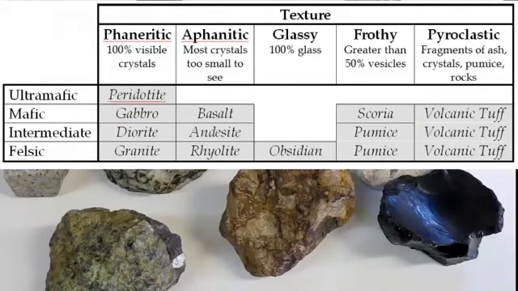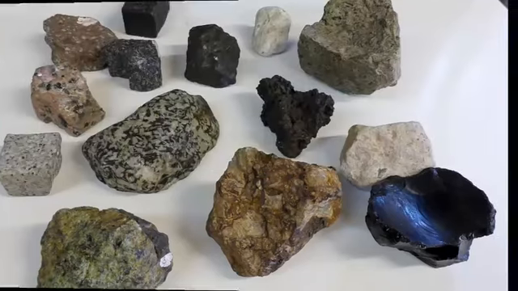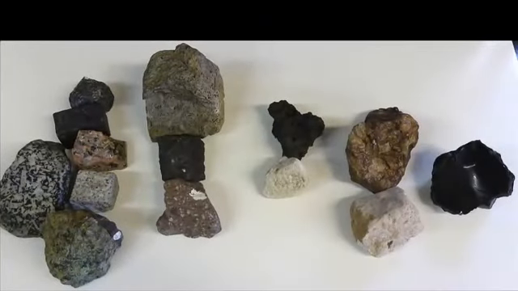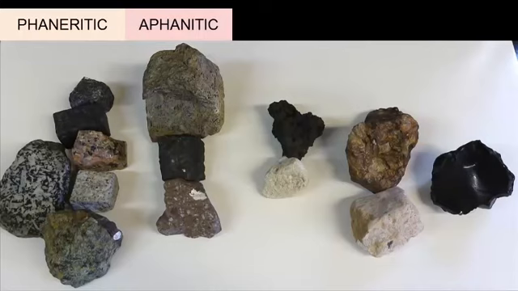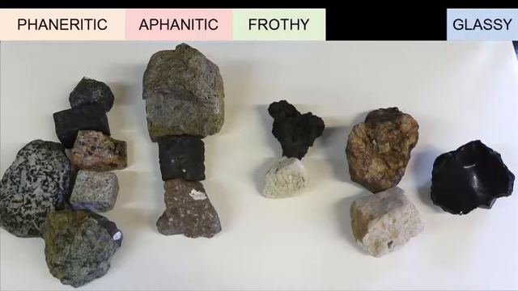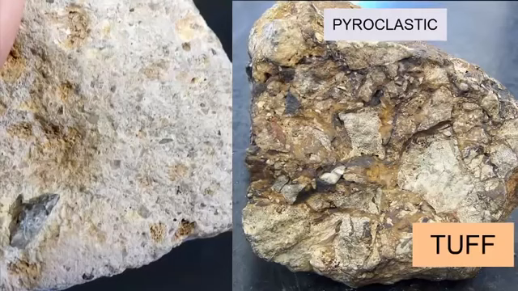To identify and name an igneous rock, all we need is to correctly characterize its texture and its composition. Let's get started by separating all these rocks into 5 piles related to our 5 textures. Phaneritic, 100% of crystals big enough to see without a hand lens. Aphanitic, most of the crystals are too small to see. Glassy, frothy, and pyroclastic. Notice from the table that rocks with a pyroclastic texture are called volcanic tuff, regardless of their composition. However, we will find them more often in the felsic or high silica composition.